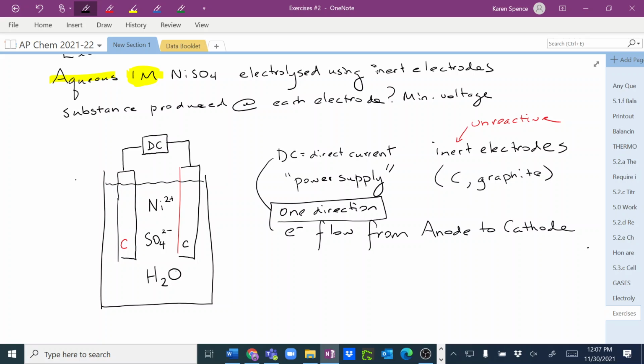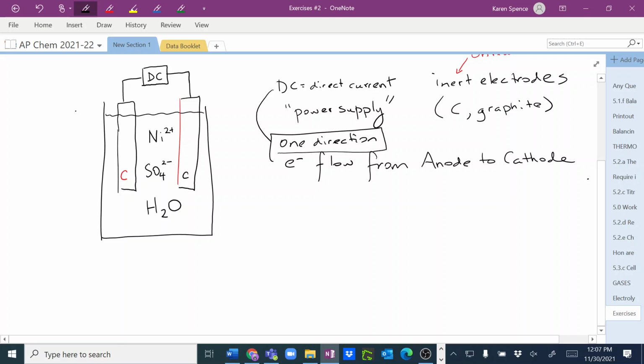Because when you start turning up that DC voltage, you're going to have the option. Am I going to reduce my nickel? Am I going to reduce my sulfate? Am I going to reduce my water? Which of those is most favorable? Yes? Am I going to oxidize my water? What else could I possibly oxidize? So we're going to list possible oxidations, and we're going to list possible reductions.